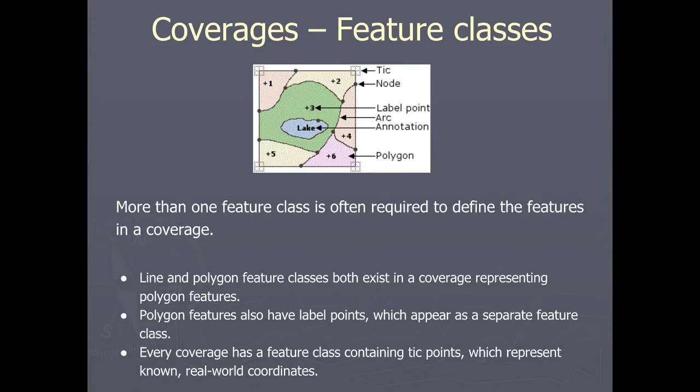there were no tools to build polygons. You had tools to build lines, and when you finished building enclosed lines, you would issue a command that generated the polygons. Polygon features will also have label points, and every coverage will have a feature class containing tick points that represent real-world coordinates and allow us to reference our coverages to the real world.